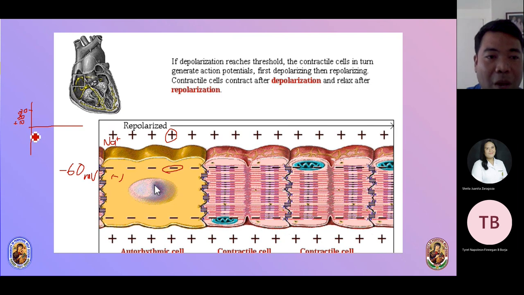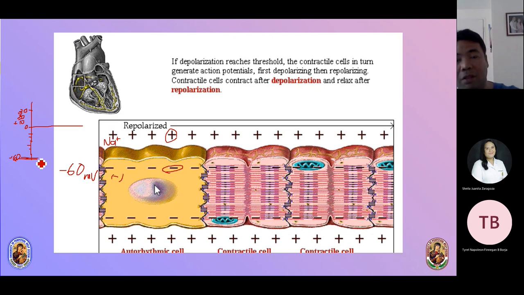Of course, the negative is below. If this is zero, the negative is below: negative 10, 20, 30, 40, 50. Let's say here is negative 60 millivolts. So that's how negative the charge inside is. It is down here, negative 60 millivolts. Did you get the point? That's what resting membrane potential means.